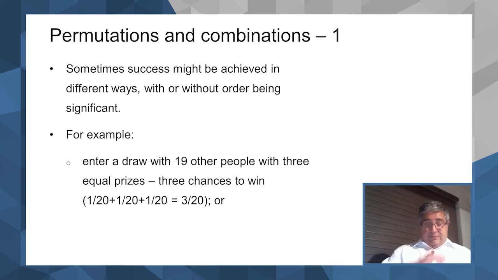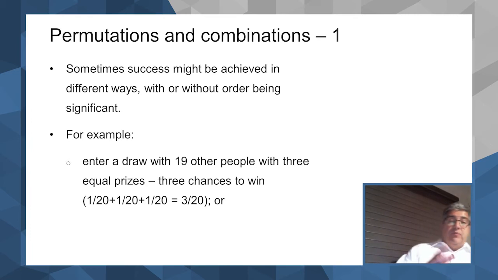So as it says in there, success may be achieved in different ways, and it may be important not just the ways in which you do it, but the order in which you do it, or it may not be important. In that case, we have permutations and combinations.